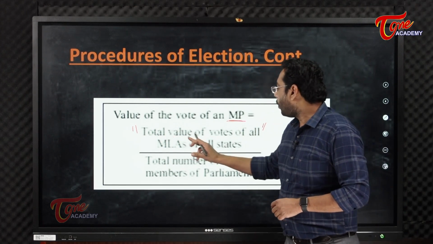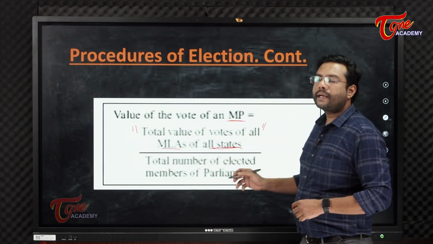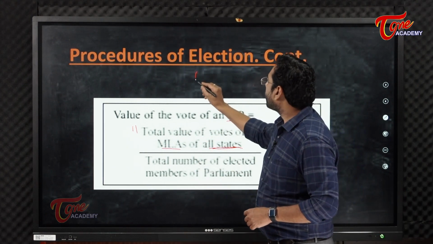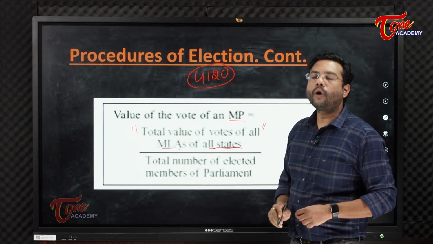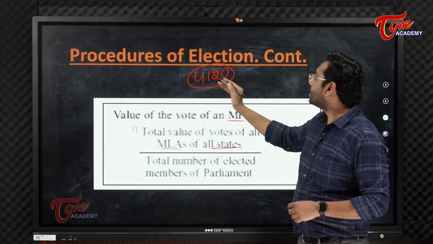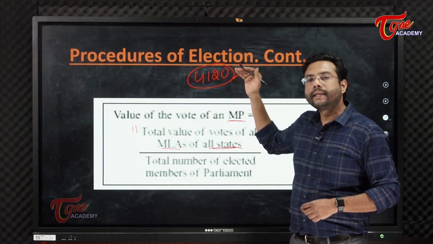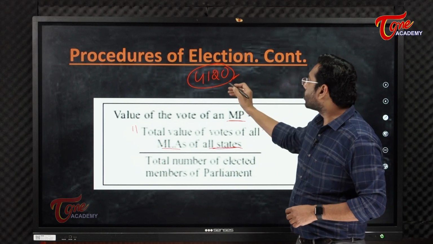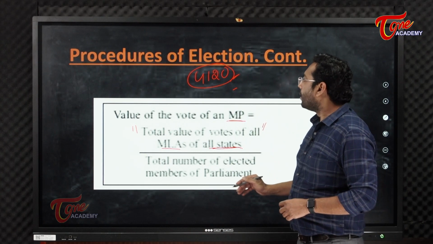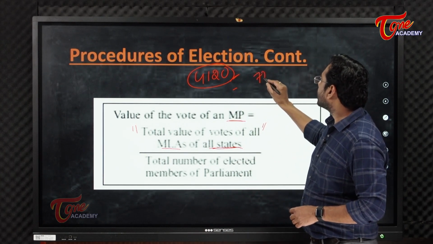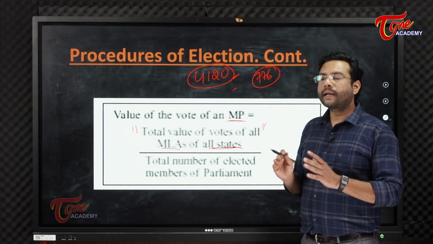So the total value of votes of all the MLAs of all the states, this figure is around, we have 4,120 MLAs in India. So in all states we have around 4,120 MLAs, and we will get the value depending upon their population. So this is the total number of MLAs. We have the total number of elected members of the parliament. We have around 776 elected MPs in the parliament, both Lok Sabha and the Rajya Sabha.